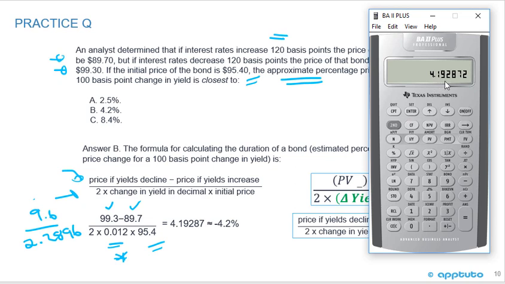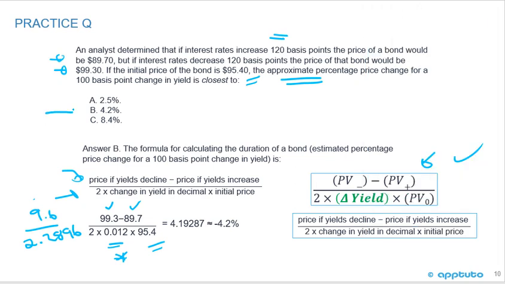It's 4.192872, and that's giving you the 4.2%. Okay, so that's it. The correct answer is B.